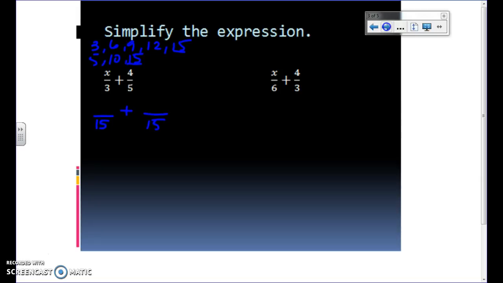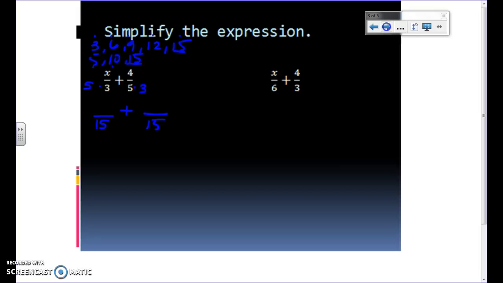So I'm going to write it just like that for now. Over 15 plus over 15. I know that's going to be my new denominator. But now I need to decide, what do I multiply 3 by to get to 15? Well, 15 is the 1, 2, 3, 4, 5th multiple of 3. So I know 3 times 5 would be 15. And same way with the 5, I would multiply it by 3 because 15 is the 1, 2, 3rd multiple. And 5 times 3 is 15.